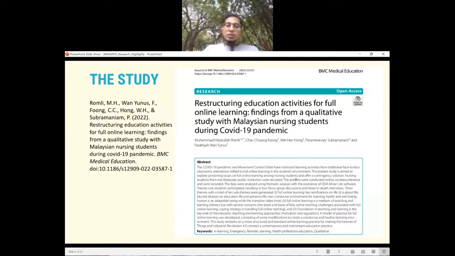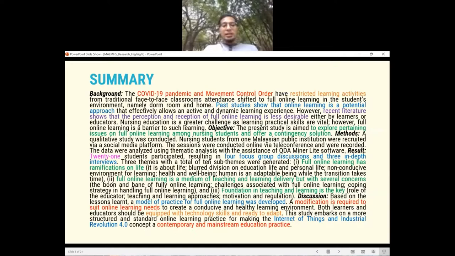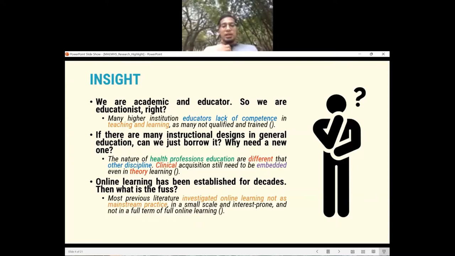Okay, this is the summary. Maybe it will be too wordy for this, so we try to go about it in detail. First of all, we need to think, okay, we as an academic, that also makes us an educator. So we are educationists, right? Are you sure that we are actually educationists?